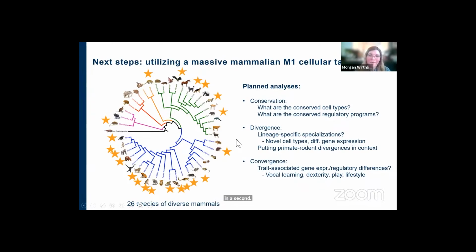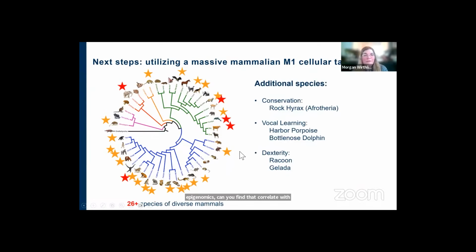And finally, the topic I'm most excited about is convergence. So thinking about traits that have evolved multiple times across the mammalian lineage, what kinds of correlates in terms of transcriptomics, epigenomics can we find that correlate with the emergence of evolutionary traits? And so we are hoping to potentially add to this set of species that we're sequencing. And of course, we're very excited to collaborate with other folks that might have additional species they might want to contribute to the project.